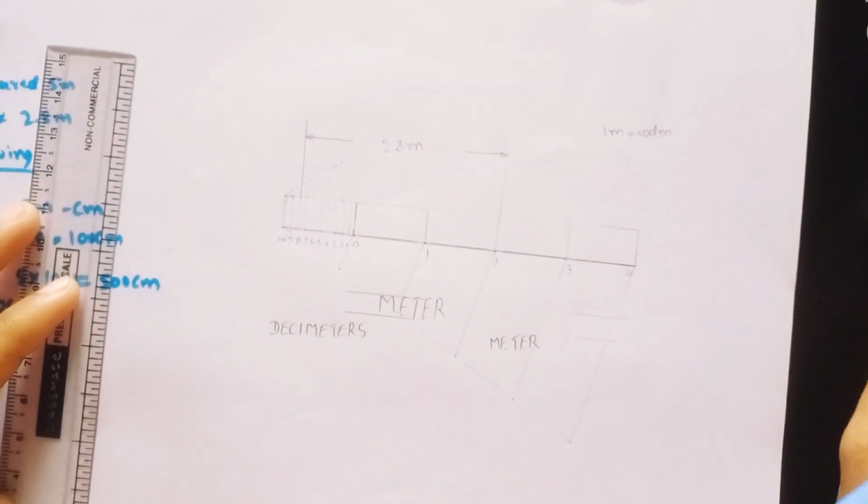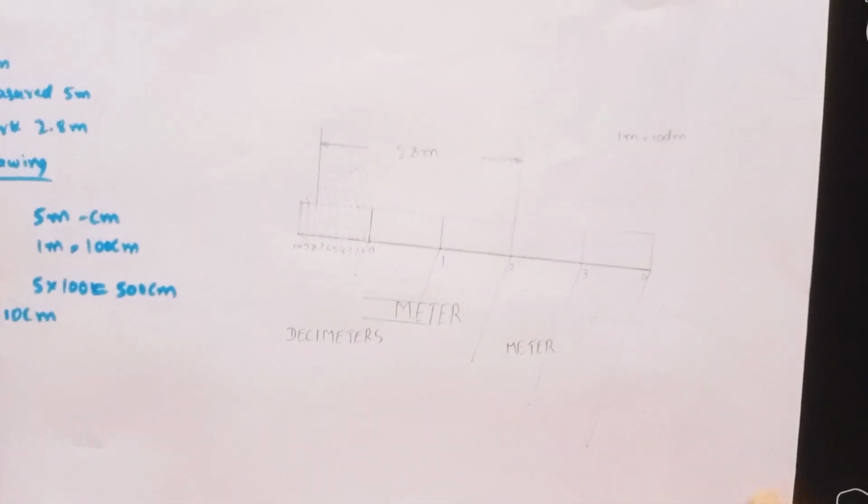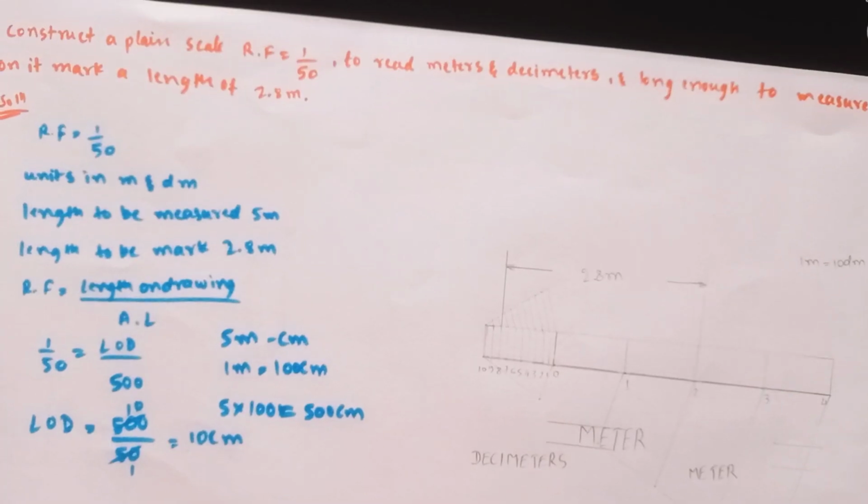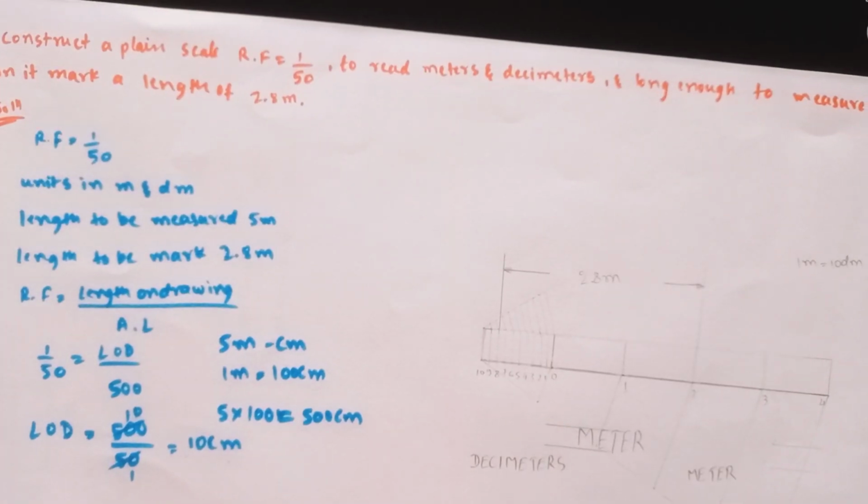So I hope you all understood how to mark the 2.8 meter on the plain scale. I hope you all understood.